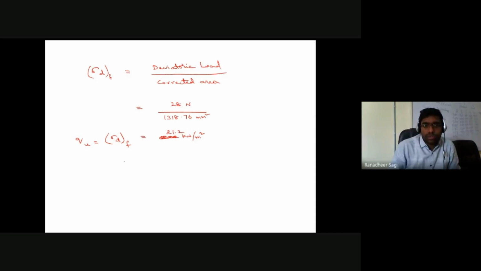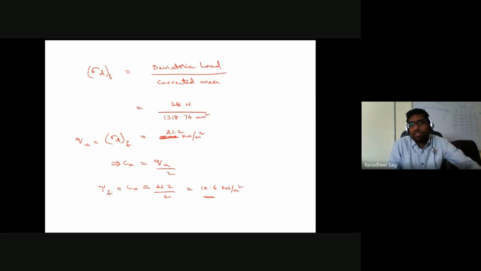Once QU is known, then we know that CU is nothing but QU by 2, which is equal to 21.2 by 2, which is 10.6 kilonewton per meter square, and that is going to be your undrained cohesion. Once we know the undrained cohesion, it means that the undrained shear strength of the soil at the failure of the soil sample is simply 10.6 kilonewton per meter square. This is what we were interested in calculating.